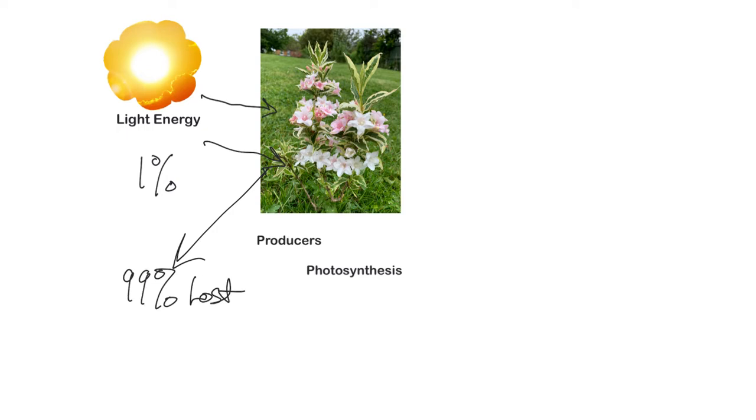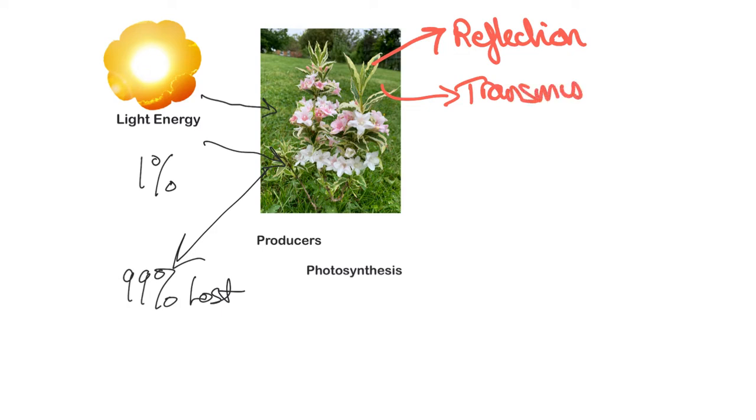So how is this energy lost? Well, one of the main ways is quite simply reflection. The rays of light, the wavelengths of light that cannot be absorbed by the chlorophyll are reflected. So that's why the leaves on the whole look green, because green wavelength is reflected. The other thing is you have transmission. So transmission of light through the leaves, going straight through and not being absorbed by the chlorophyll.